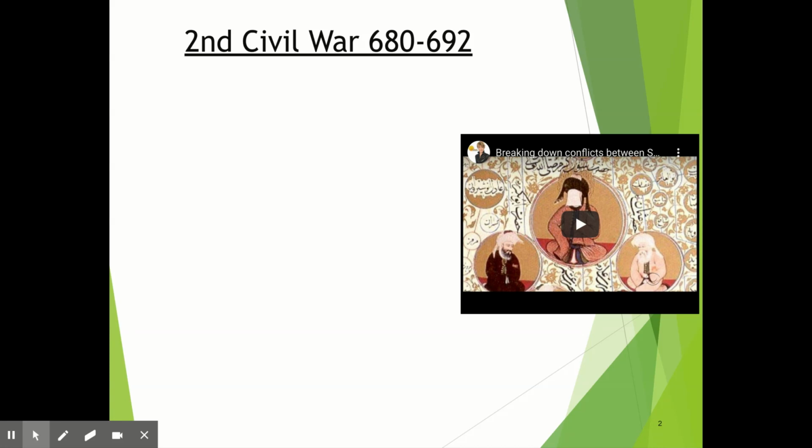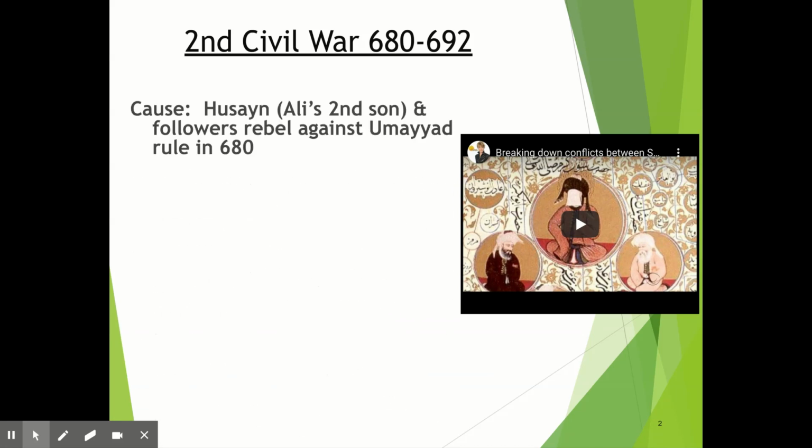All right, so first thing, I'm going to have you watch this quick little video. So pause me, watch the video. It's linked in the sources, and answer the questions on your worksheet. It's going to be talking about what caused the conflicts between the two groups in the Abbasid dynasty. We call this the Second Civil War.